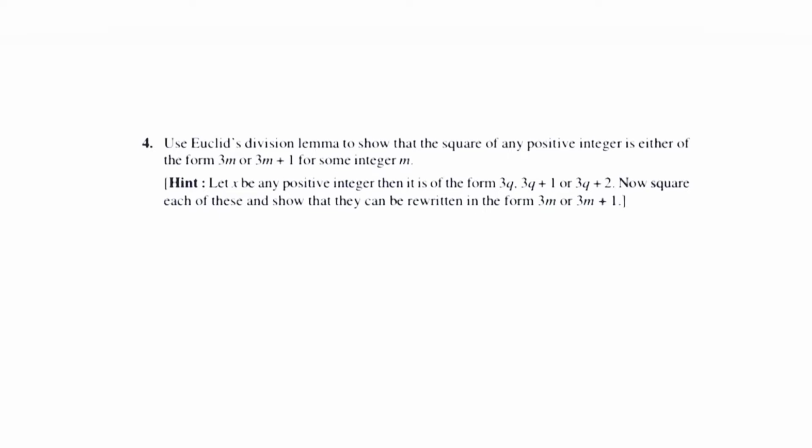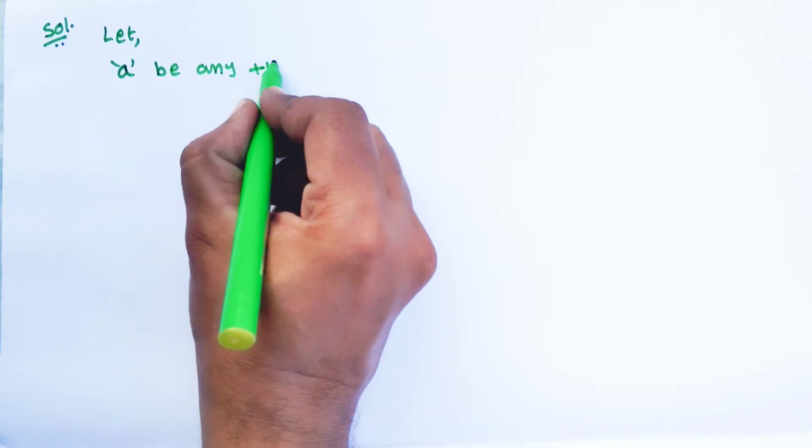Use Euclid's division lemma to show that the square of any positive integer is either of the form 3m or 3m plus 1 for some integer m. Here we prove that the square of any positive integer is in the form 3m or 3m plus 1. Listen carefully and don't skip the solution.